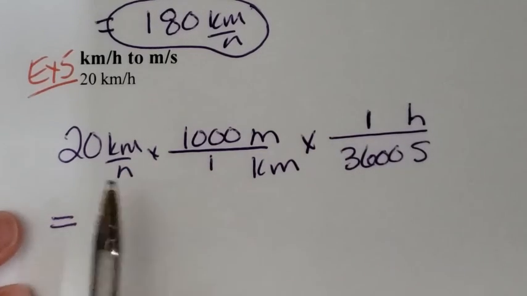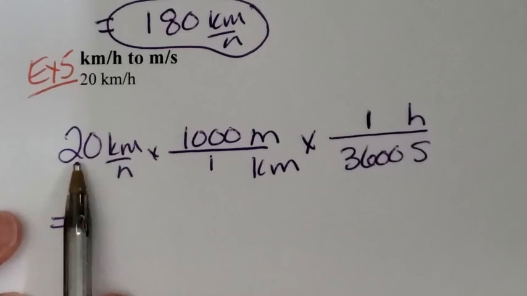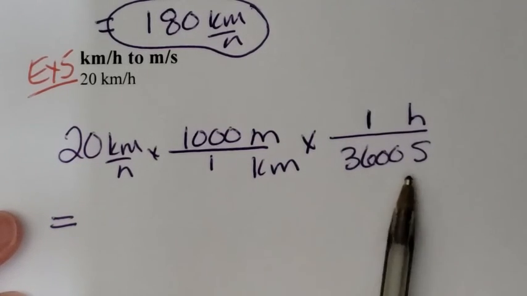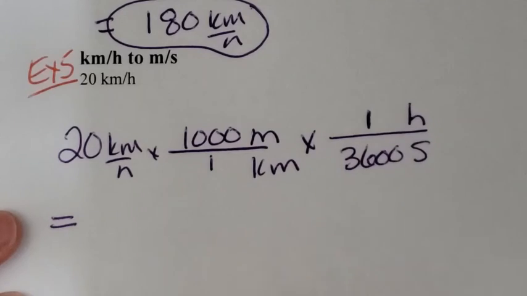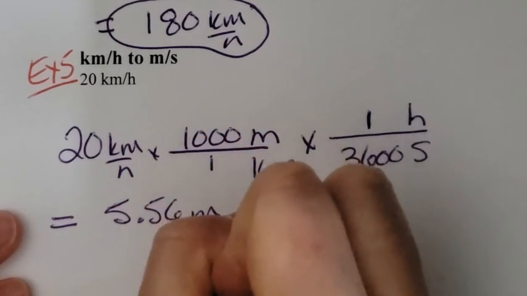When I put this into my calculator, I'm going to go 20 times 1,000 times 1. 1 doesn't do anything, so 20,000 divided by, what's on the bottom? 3,600. And that would give me 5.56 meters per second.